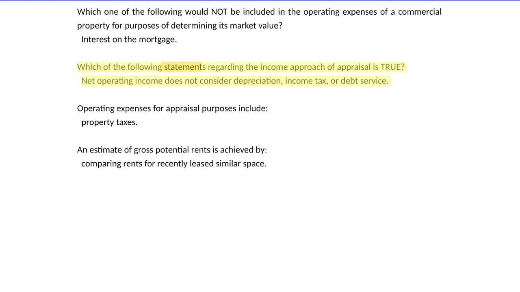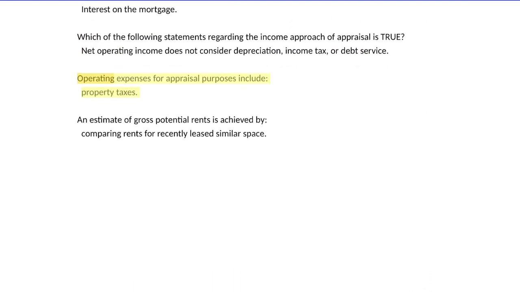Which of the following statements regarding the income approach of appraisal is true? Net operating income does not consider depreciation, income tax, or debt service. Operating expenses for appraisal purposes include property taxes. An estimate of gross potential rents is achieved by comparing rents for recently leased similar space.